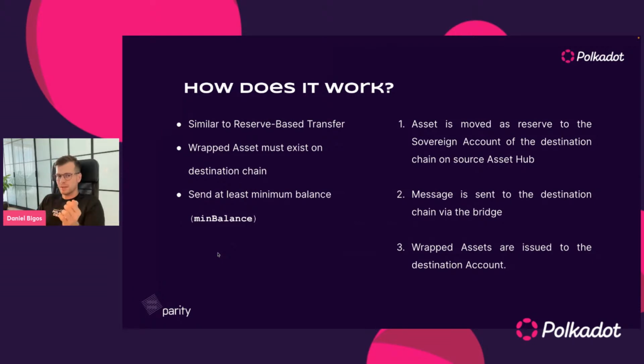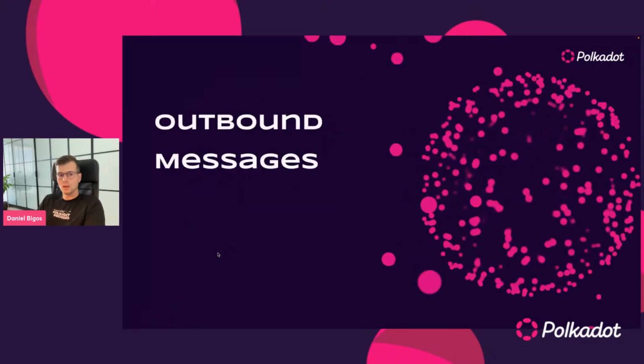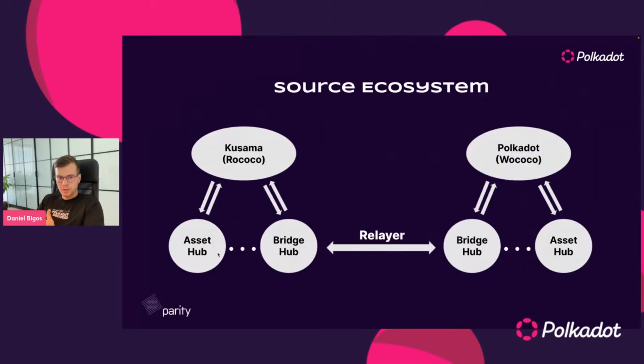Then we have a message sent over the bridge to the destination asset hub. The instruction set is sent over the bridge to the destination chain. And then on the destination chain, we have wrapped assets issued to the destination account. Now let's talk about the first part of the bridge.